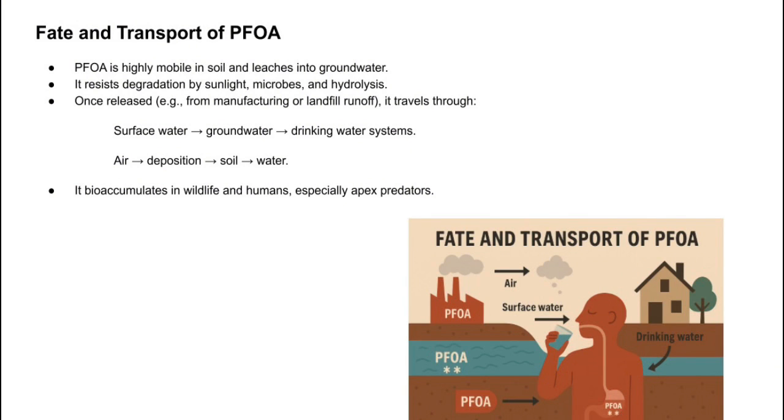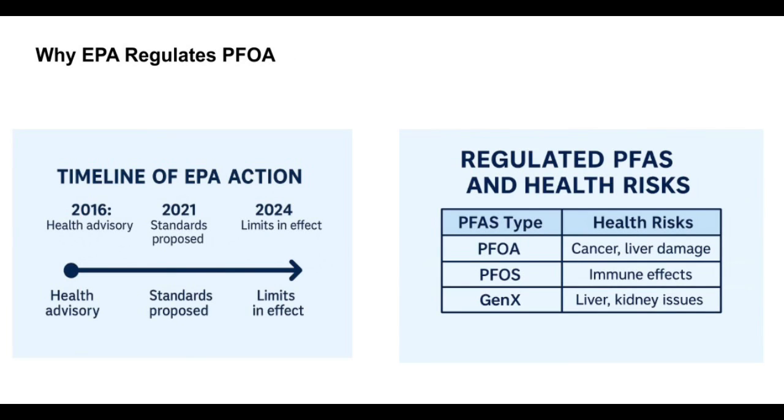What's especially troubling is that PFOA bioaccumulates, meaning it builds up in living organisms over time, particularly in top predators, including humans. So even small exposures can add up, leading to long-term health risks. This slide emphasizes how widespread and resilient this chemical is, and why monitoring it is so important. So PFOA is one of the most notorious PFAS chemicals: persistent, toxic, and found in drinking water across the country.